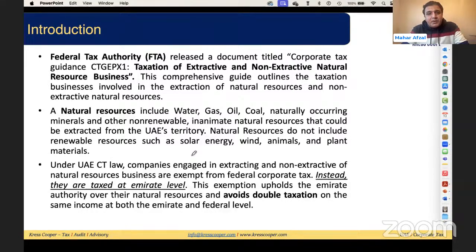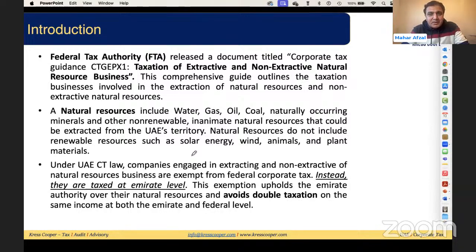So, the important thing is basically the companies which are involved in the extraction of natural resources. Wherever the natural resource is, the respective emirate has the right on those natural resources. So once the emirates have the right on the natural resources, taxation, royalty, and compensation are implemented by the government of the respective emirates basically.